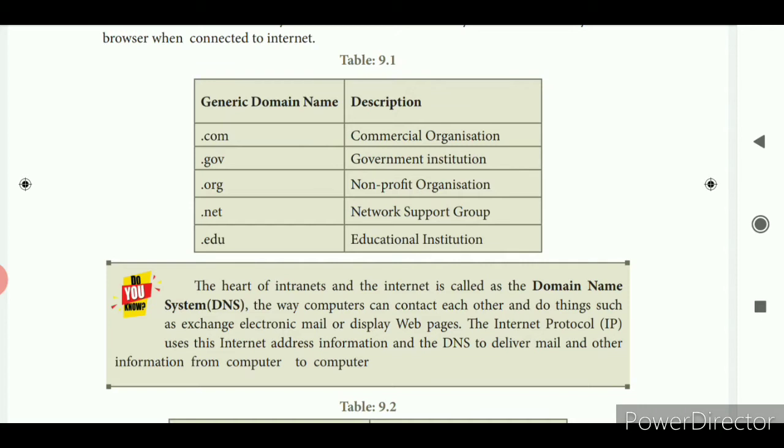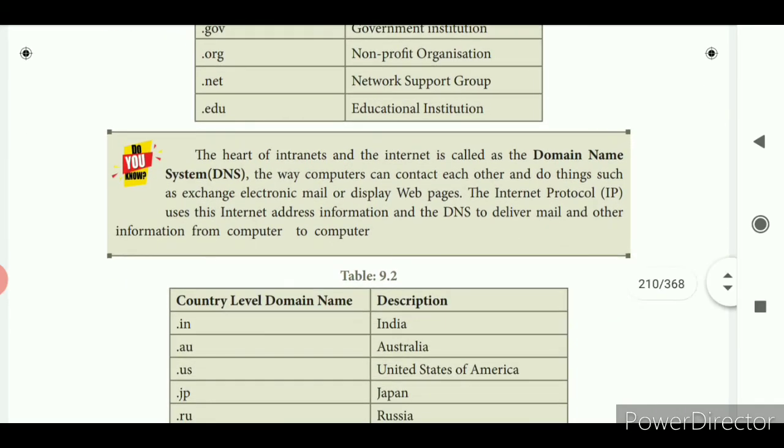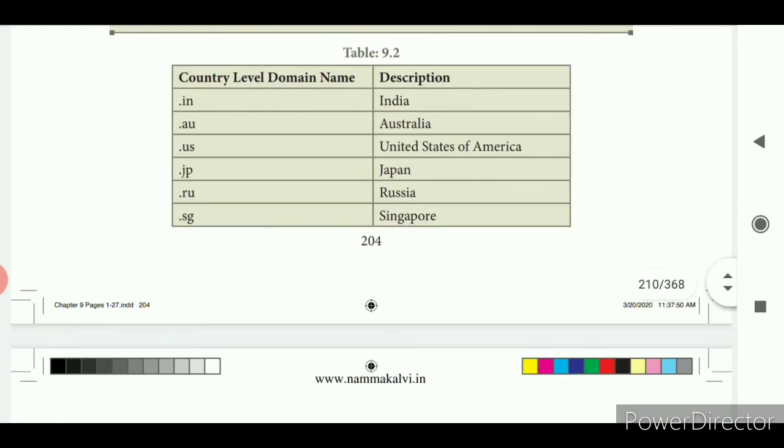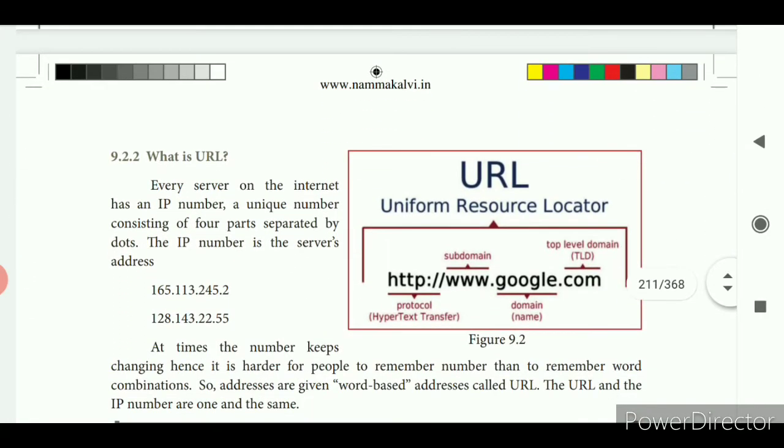It is the way computers can contact each other and do things such as exchange electronic mail or display web pages. The internet protocol uses the internet address information and the DNS to deliver the mail and other information from computer to computer. Here you see some other domain names. .in means India, .au means Australia, .us means United States of America, .jp means Japan, .ru means Russia, .sg means Singapore.